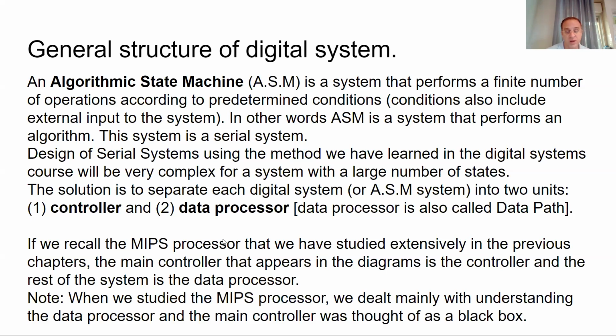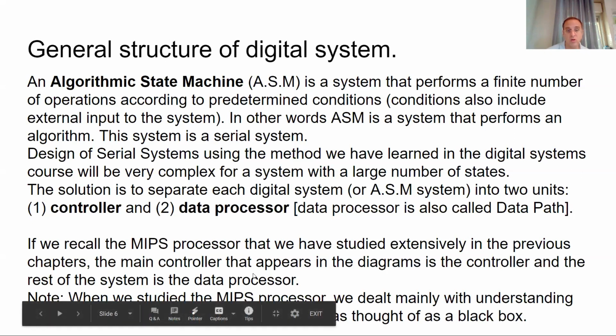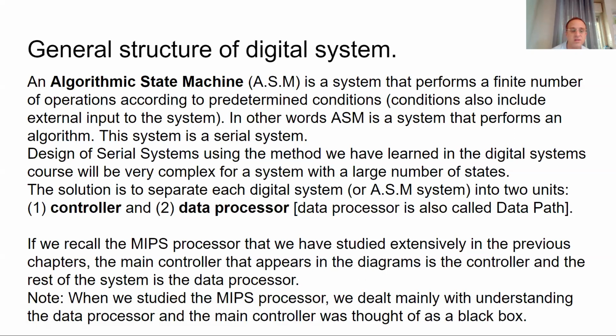If we recall the MIPS processor, which we studied extensively in the previous chapters, the main controller that appears in the diagram is the controller, and the rest of the system is the data processor. Note that when we studied the MIPS processor, we dealt mainly with understanding the data path, and treated the controller as a black box.